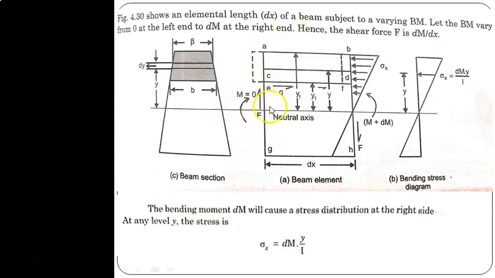Here the M is equal to 0, and here M plus dM. So the bending moment dM will cause a stress distribution at the right side at any level y. The stress is sigma x equal to dM y by I. Of course, we know that sigma by y is equal to M by I. Therefore, sigma x is dM by I into y. This is the stress developed due to the excess moment dM.